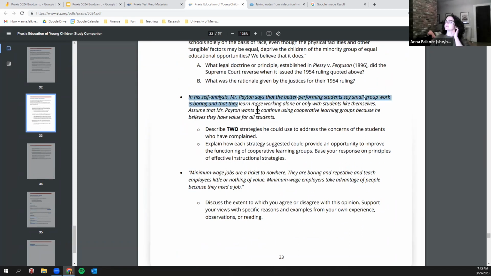Okay. In his self-analysis, Mr. Payton says that the better performing students say small group work is boring, and that they learn more working alone or only with students like themselves. Assume that Mr. Payton wants to continue using cooperative learning groups because he believes they have value for all students. You need to describe 2 strategies he could use to address the concerns of the students who have complained, and explain how each strategy could provide an opportunity to improve the functioning of cooperative learning groups. And it says to base your response on principles of effective instructional strategies.